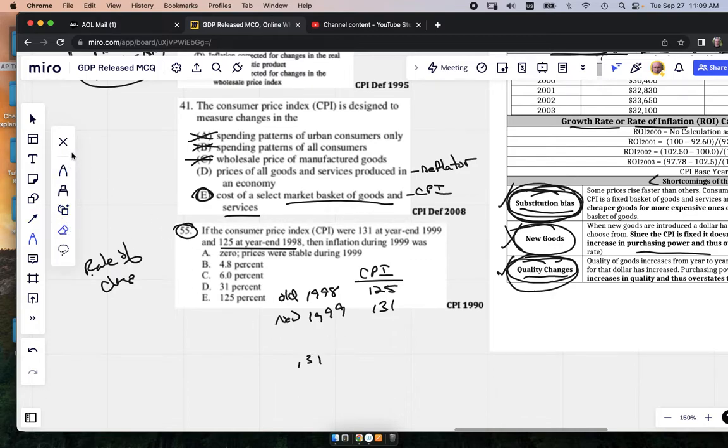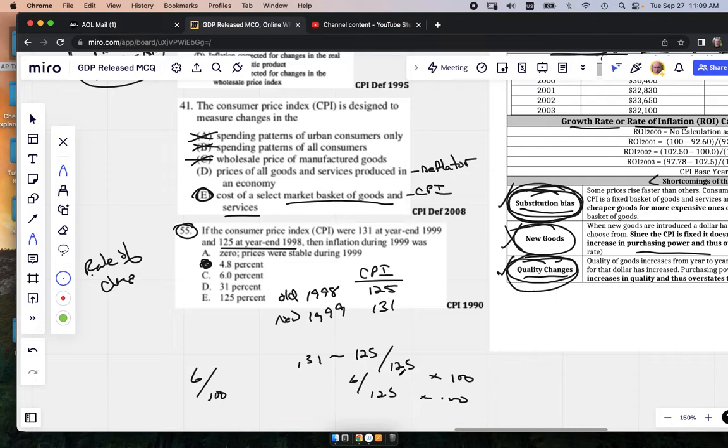It's new minus old. New minus old, 125, over old, 125 times 100. So that's 6 over 125 times 100, which gives 4.8. It can't be 6%. Lots of people look at this and think, oh, it must be 6. If it was 6 over 100, then it would be 6%. But since that 125 is larger than 100, it's got to be less.